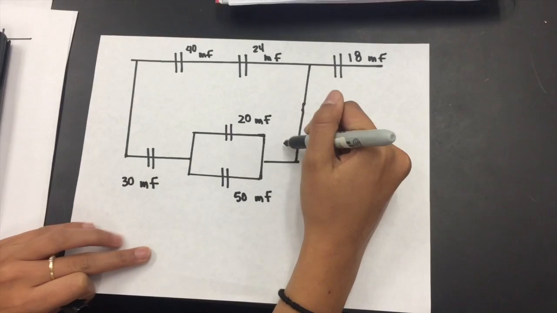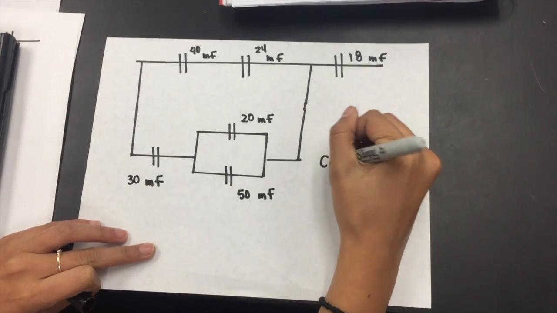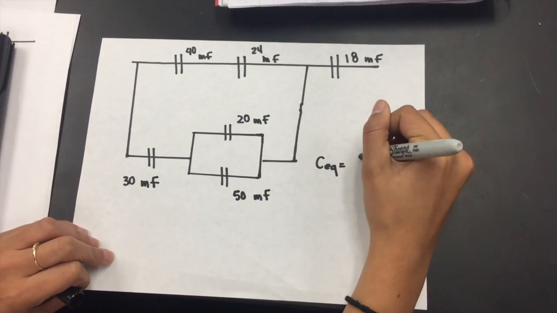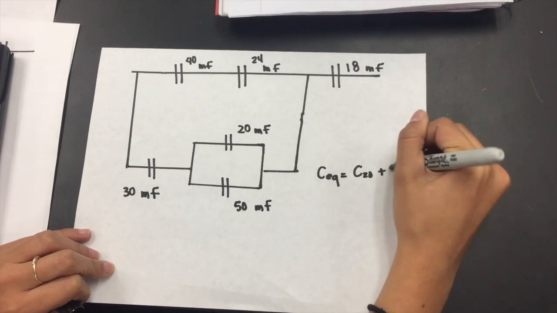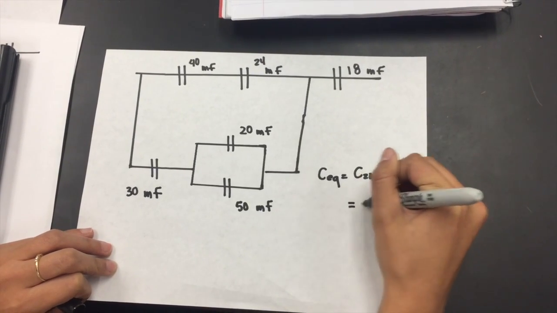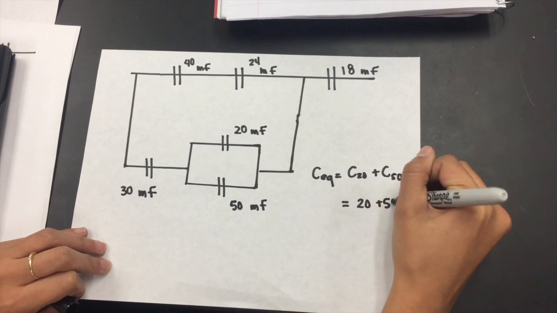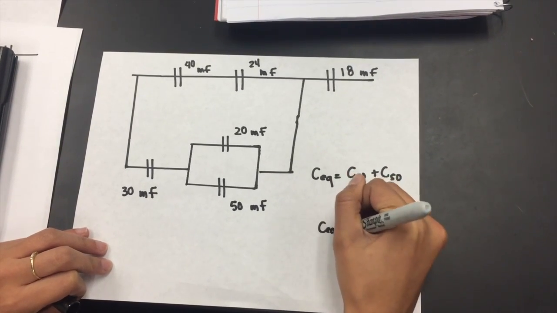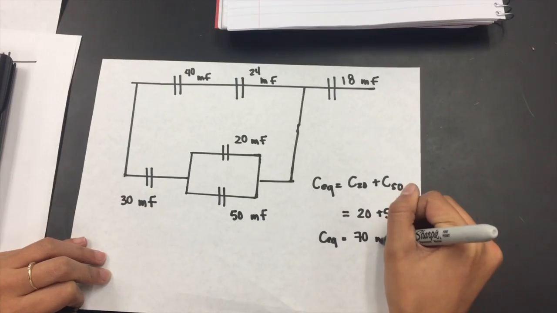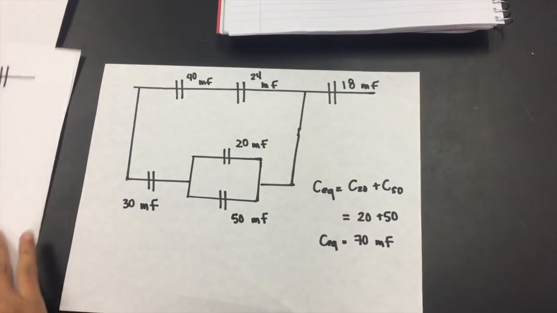In this circuit, we combine the capacitors with 20 millifarads and 50 millifarads first because they are in parallel to one another. Since they are in parallel, the equivalent capacitance is just the sum of their capacitance values. This is represented by a single capacitor of 70 millifarads as shown.